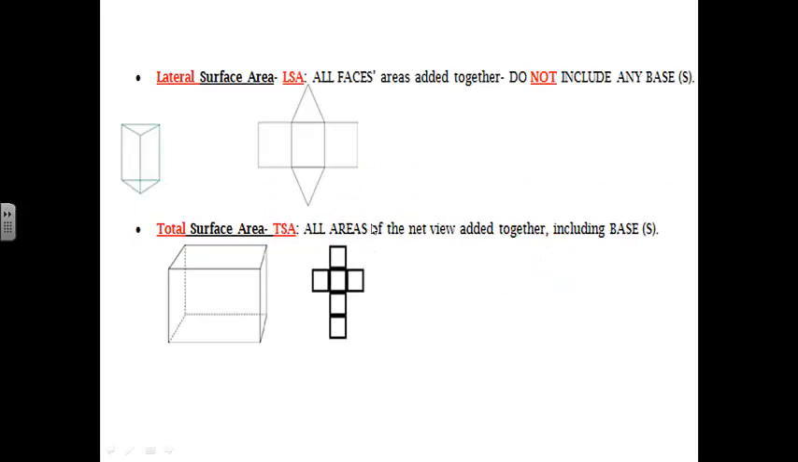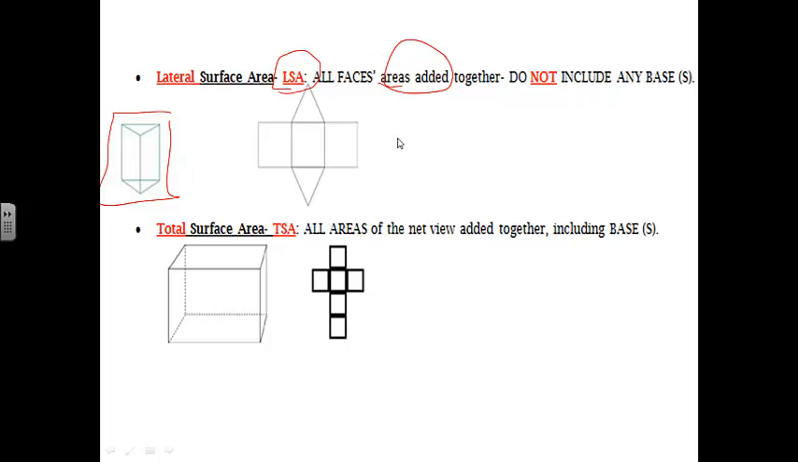Now, let's talk about lateral and total. These are the two definitions we have to know. When we're talking about lateral surface area, we're talking about when we change a 3D figure into a net, we do not include any of the bases when we're adding our areas together. We're going to express lateral surface area as LSA, because we don't want to write that every single time, of course. So what do you think our lateral surface area would be for this shape?